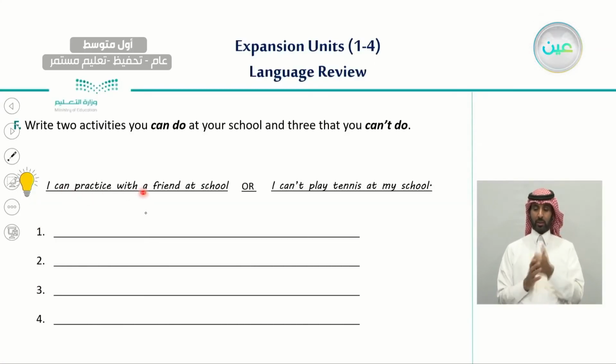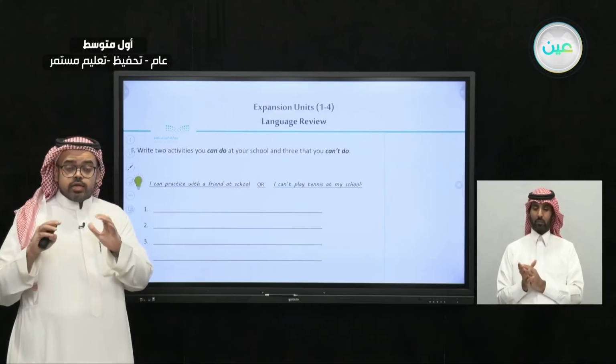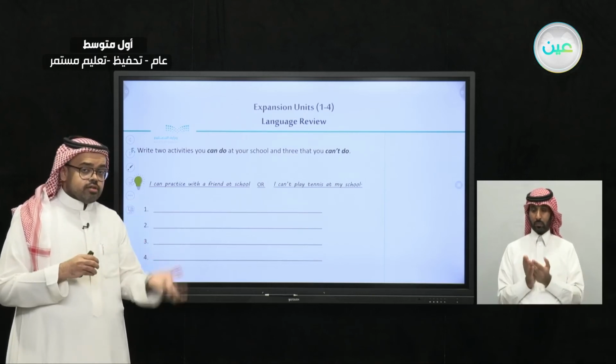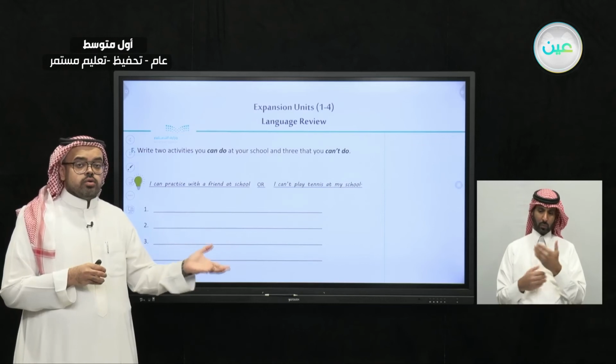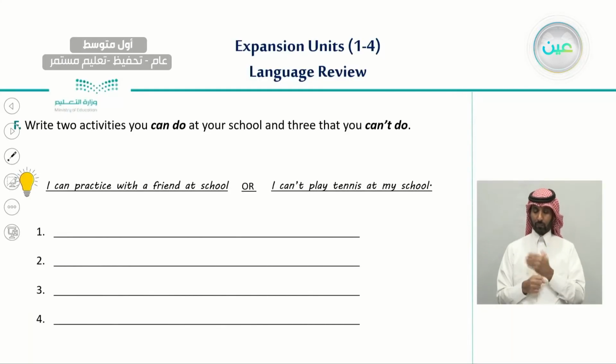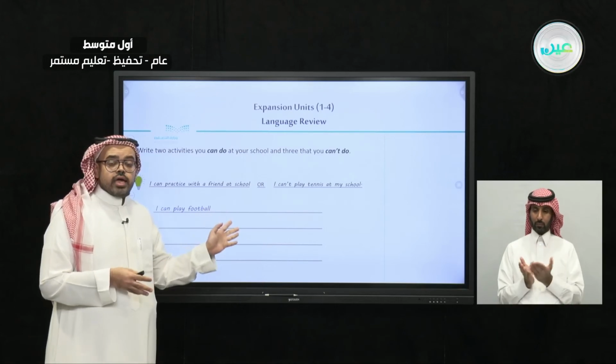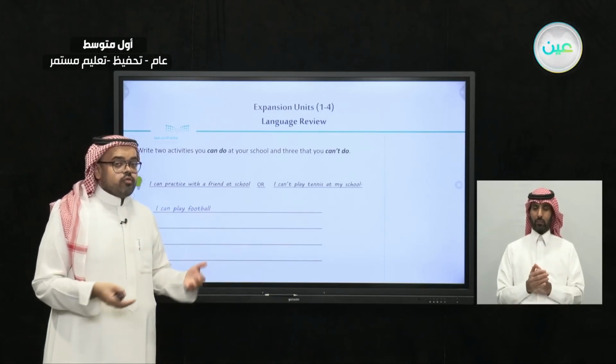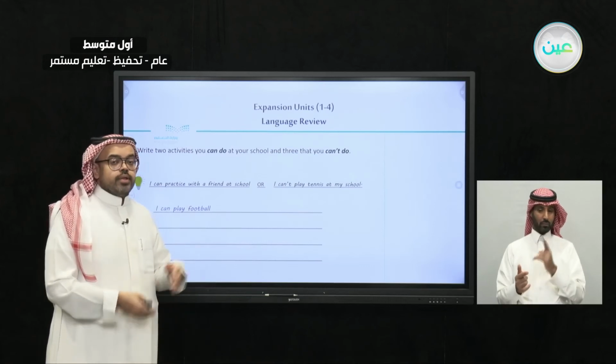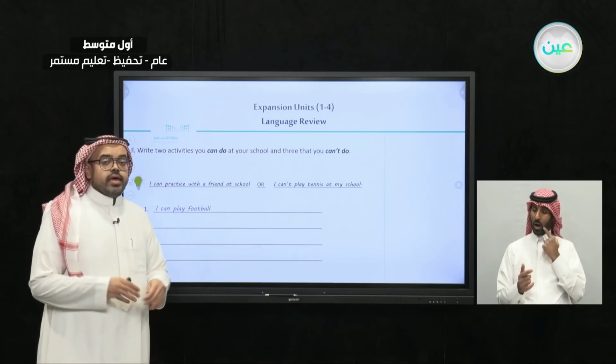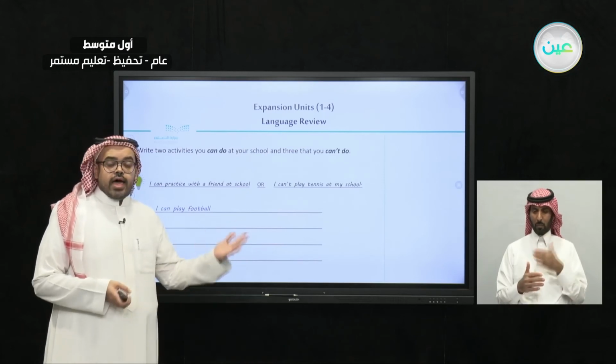I can practice with a friend at school, or you can say, I can't play tennis at my school. So just think of the activities, of the actions that you can do inside of your school. Right? Something you can do and something you cannot do. So the first example here we have, I can play football. This is something that I can do. I can play football. And for the things that we cannot do, we can say, for example, I can play football at my school and I can't play basketball at my school.